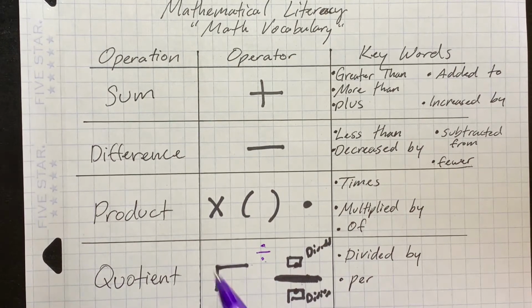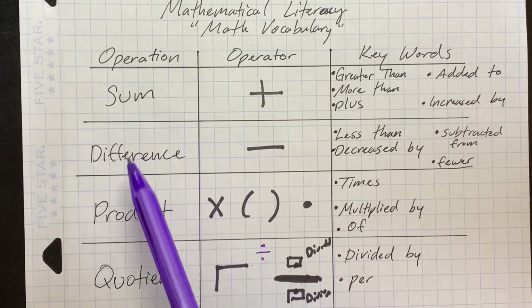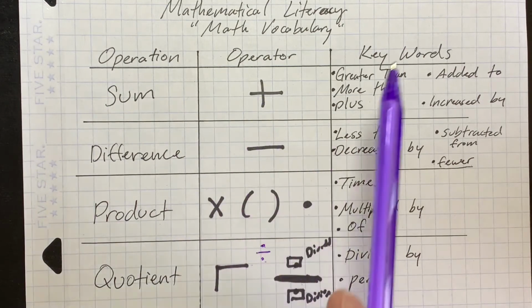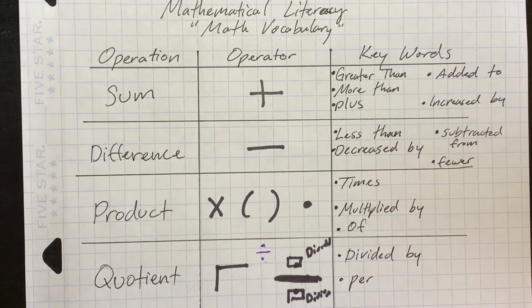So once again, you have 4 different operations: addition, subtraction, multiplication, and division. The operator symbols are here, and your keywords are over here. So make sure that you know this stuff, and make sure you put this in your notes.